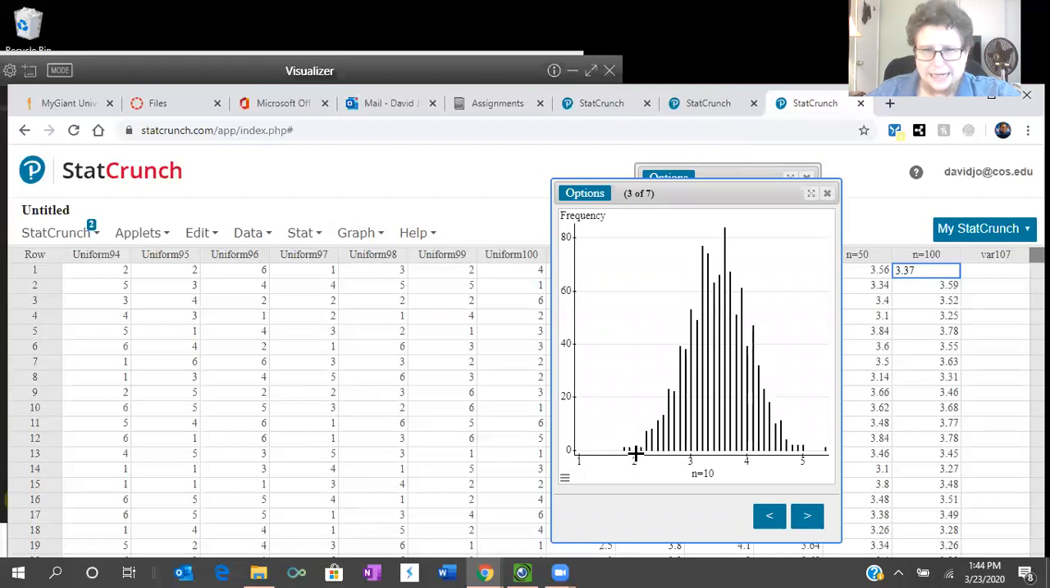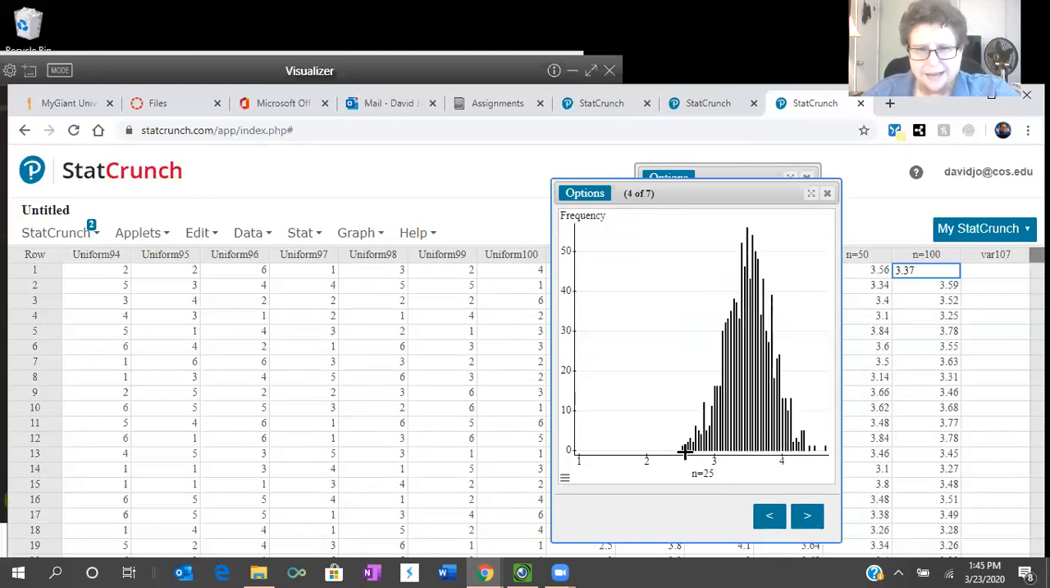N equals 10. Now our lowest one is 1.8. Our highest one is 5.3. We're starting to narrow in. The width of that column is getting narrower and narrower. N equals 25. Our lowest one is 2.5, and our highest one is 4.6. Now we're within one whole number of 3.5.